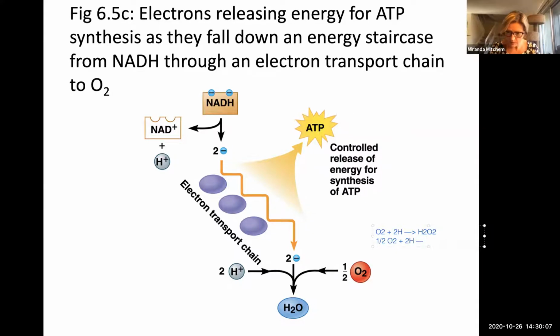So 1/2 of O2 with 2 hydrogens becomes H2O. Okay, so there's a big difference here. It's important that we acknowledge that at the bottom of the energy hill is 1/2 of molecular oxygen, 1O, so that when those 2 hydrogens come together with the 1O, it creates a molecule of water.